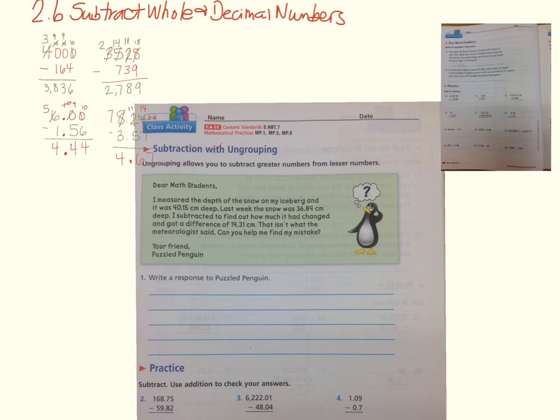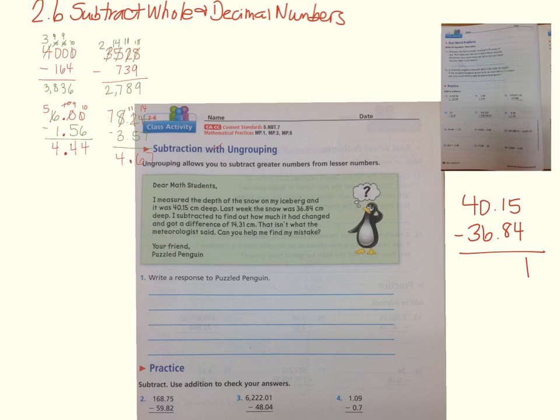Well, what are we subtracting from what? Is the first question. It says, I measured the depth of the snow on my iceberg, and it was 40 and 15 centimeters deep. Last week, the snow was 36 and 84 centimeters deep. So you're going to subtract 36 from 40 because 40 is bigger. And the subtraction is pretty simple. 5 take away 4 is 1.